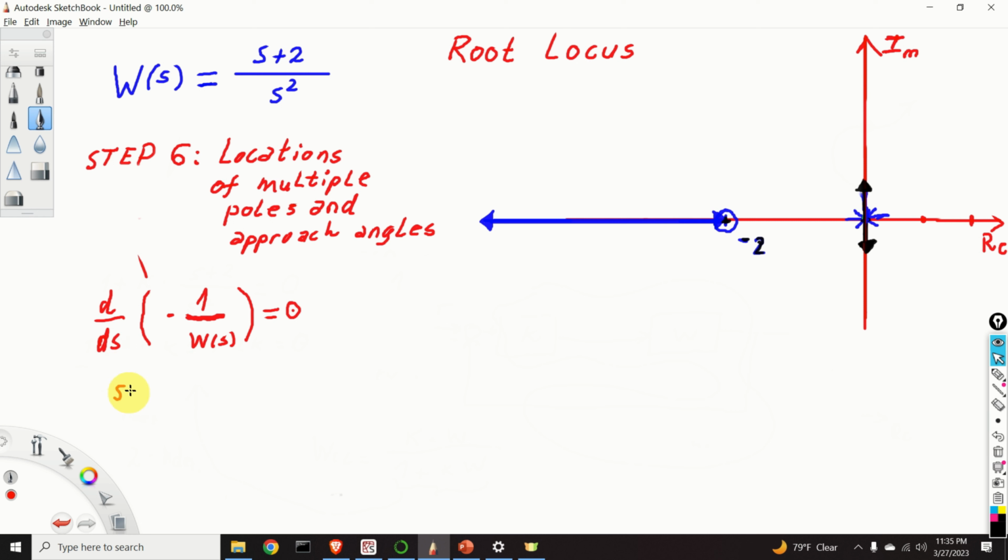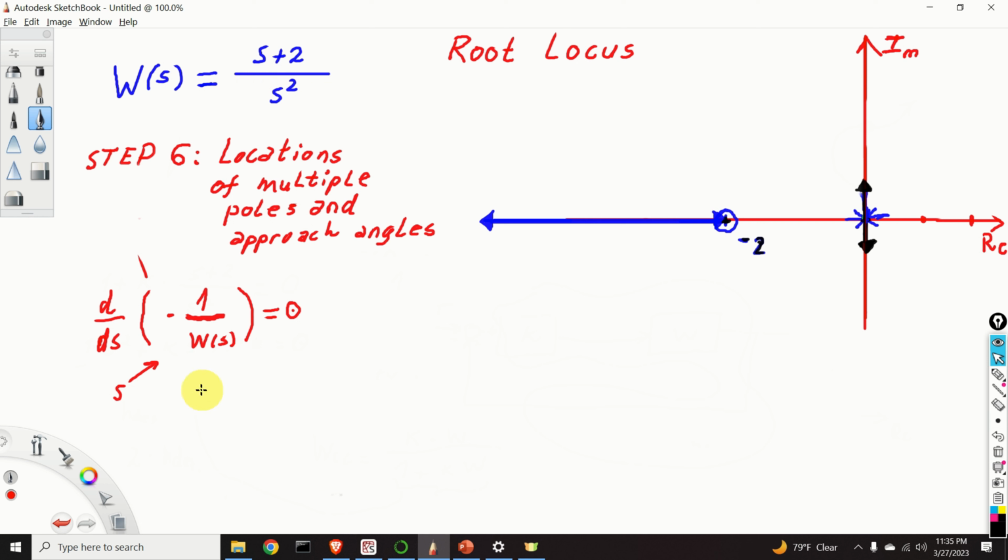Complex points s that satisfy these equations are the candidates for multiple poles. Keep in mind, the solutions of this equation are only candidates for multiple poles. Further investigation is necessary in order to show that they are actually multiple poles. So let's solve this equation.